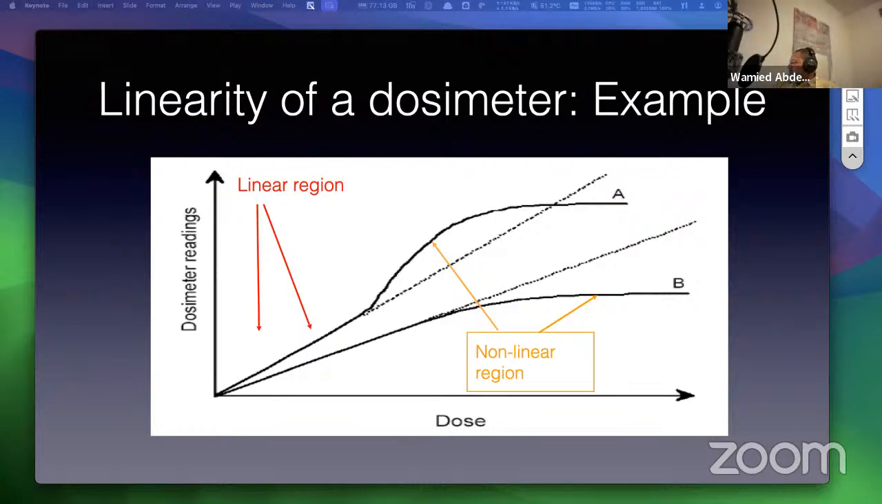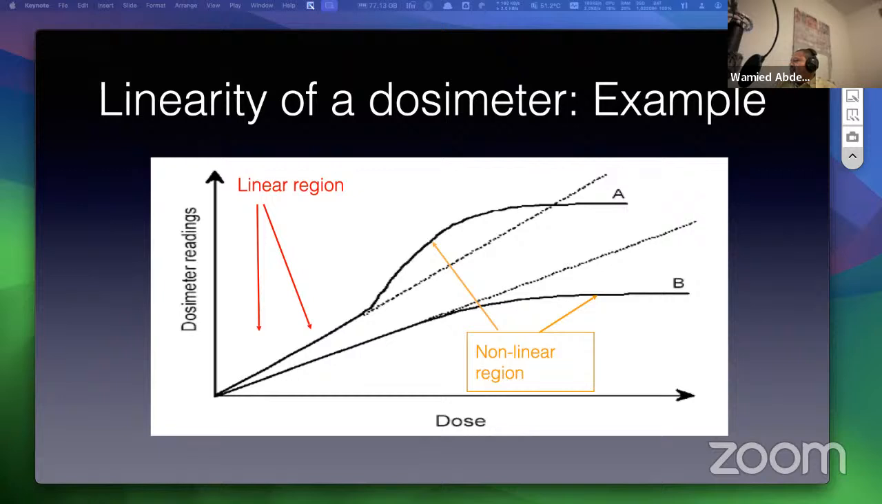So this would be the response of a linear dosimeter. If we double the dose, the signal we're getting is linearly proportional to the dose. Sometimes some dosimeters might exhibit linearity in a certain region, but in other regions they do not exhibit linearity. So in that case, we have to be careful which region we're going to use the dosimeter in.